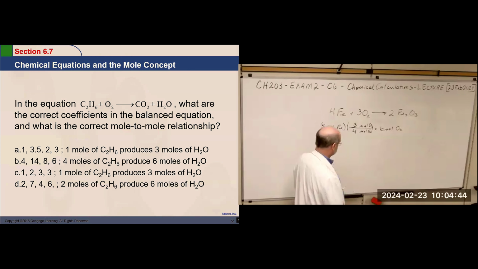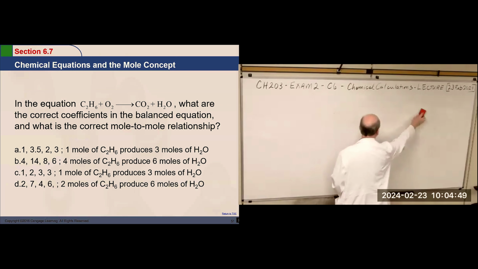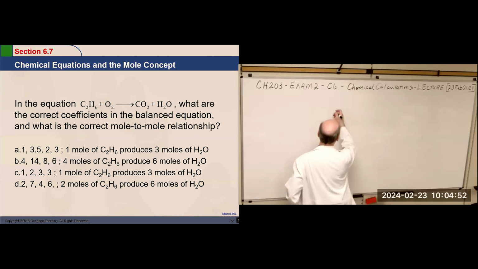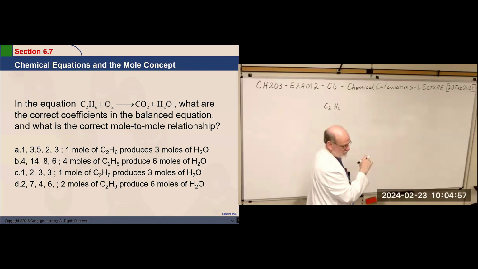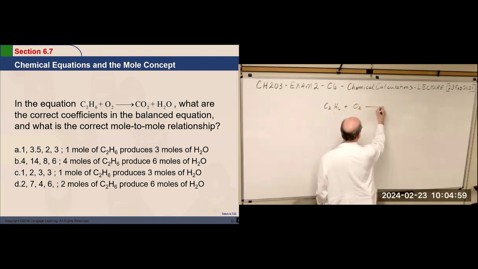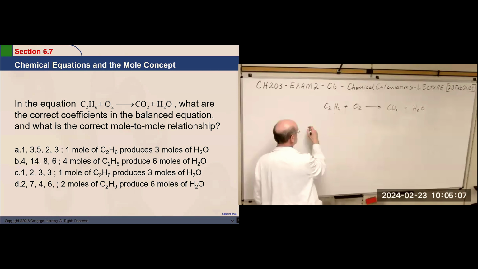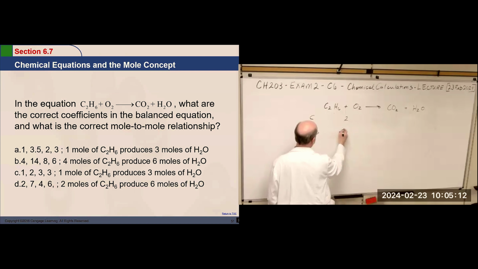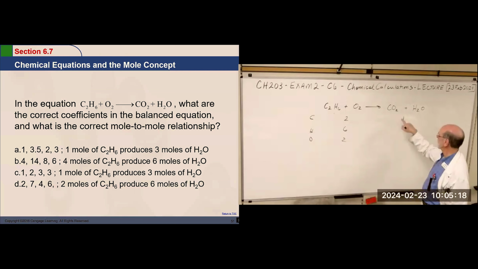Okay, let's balance this equation. We're going to burn ethane, C2H6, plus oxygen, yields carbon dioxide and water. Okay, so we'll tally our carbon, hydrogen, oxygen. We have 2 carbons, 6 and 2 there. We have 1 carbon here, and 2 hydrogens, and 3 oxygens.